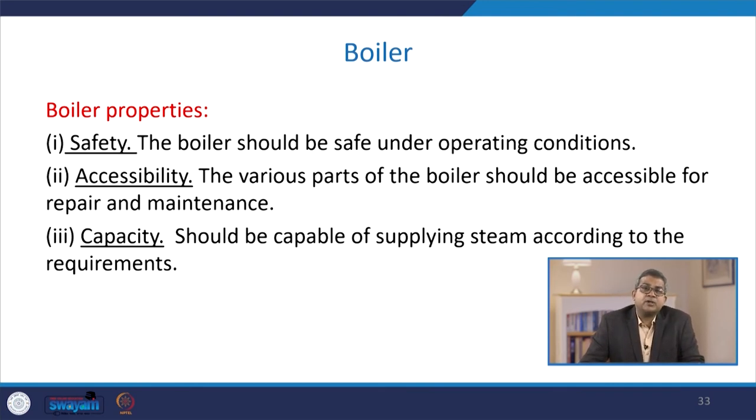Accessibility: the boiler contains various parts including the safety valve, steam distribution network, water level indicator, temperature sensors, etc. Because of the repeated use of water, it may create the problem of scaling, and you need to maintain all these things repeatedly or intermittently. So the various parts of the boiler should be accessible for repair and maintenance. Then the capacity: it should be capable of supplying steam according to requirement, because some processes may require superheated steam, and some may require saturated steam.